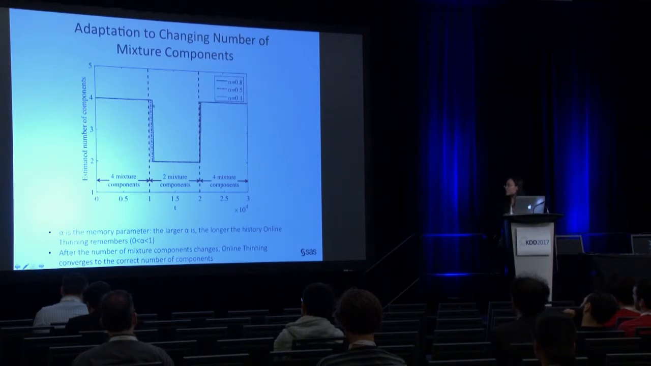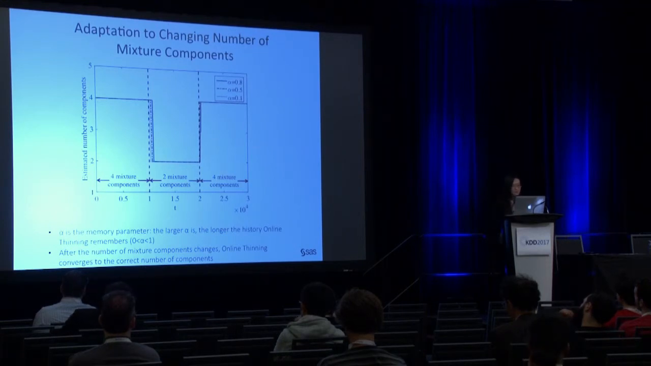So after each change, this alpha value is a tuning parameter in our algorithm. It basically says how long a history I want to remember. It's between 0 and 1. The larger it is, the longer history it remembers. So we see after each change, the algorithm converges to the correct number of mixture components pretty fast, within a few hundreds of samples streaming in.